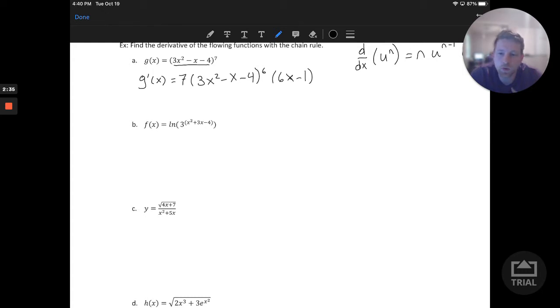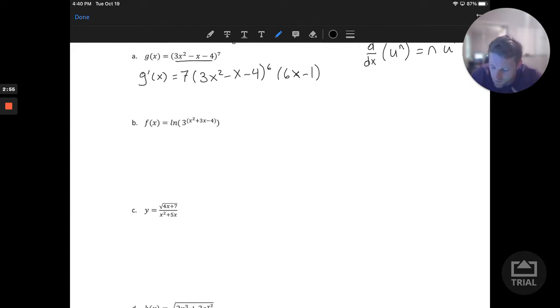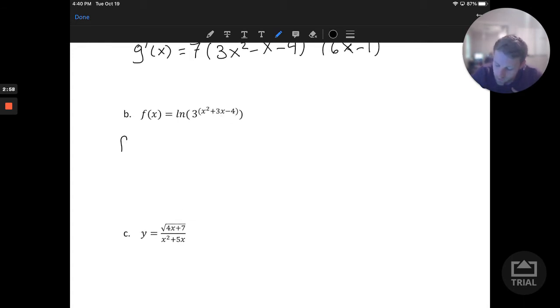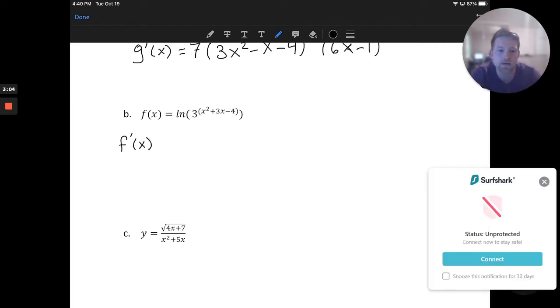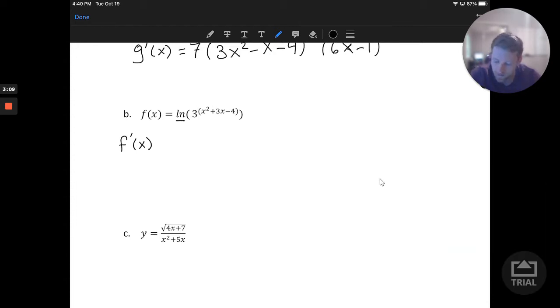This one's a little more complex because here we have kind of two parts to the chain rule, really two additional links to the chain. So we have the natural log of 3 raised to x squared plus 3x minus 4. So let's consider diving into this one. We would call this general derivative f prime. And so we really have kind of, again, 3 links to this chain instead of just 2. So we can consider ln, we can consider 3, and we can consider our exponent.